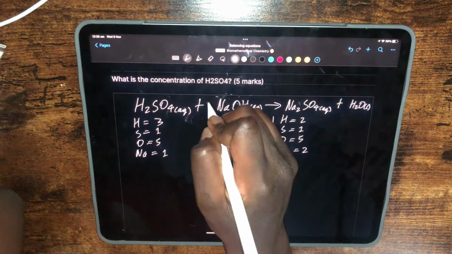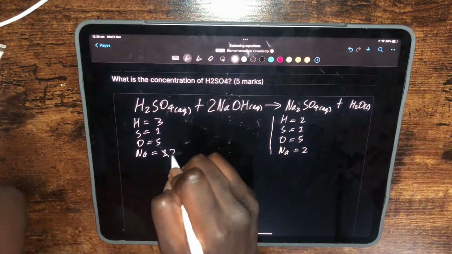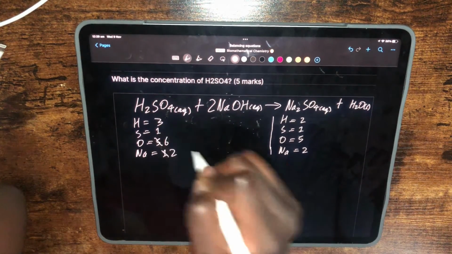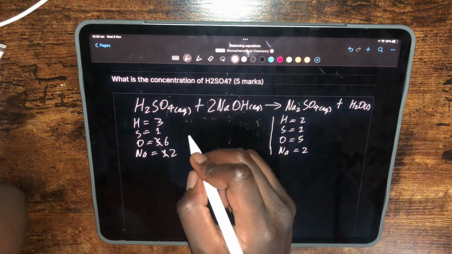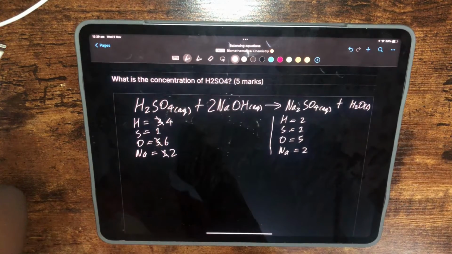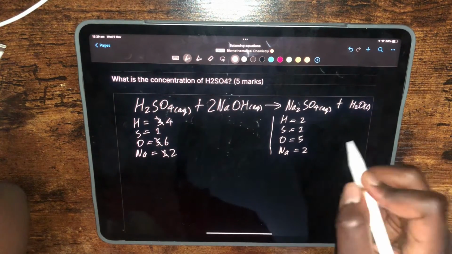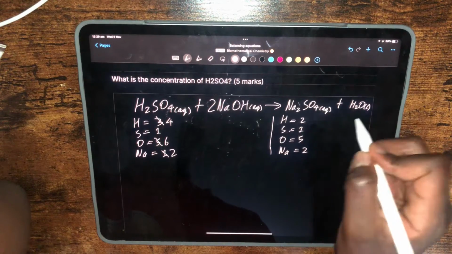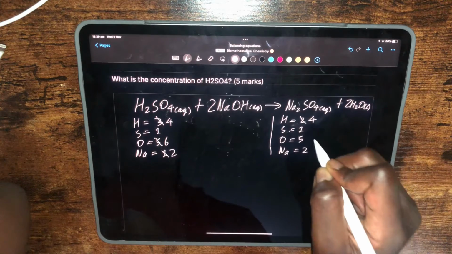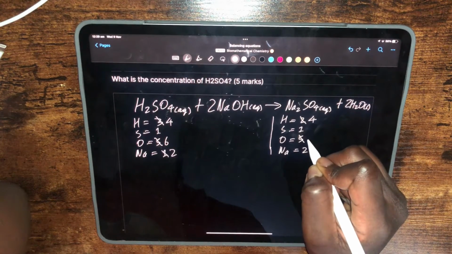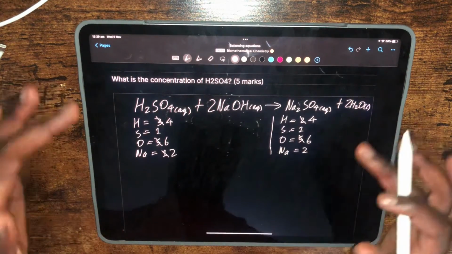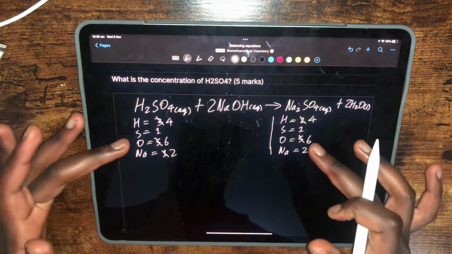So I'll try and increase this by 1, so 2. That means I now have 6 oxygen atoms, and 4 hydrogen. So I want to increase this by 2, so that's 4. That's balanced. 4 is the same number of atoms on either side now: 4, 1, 6, 2.